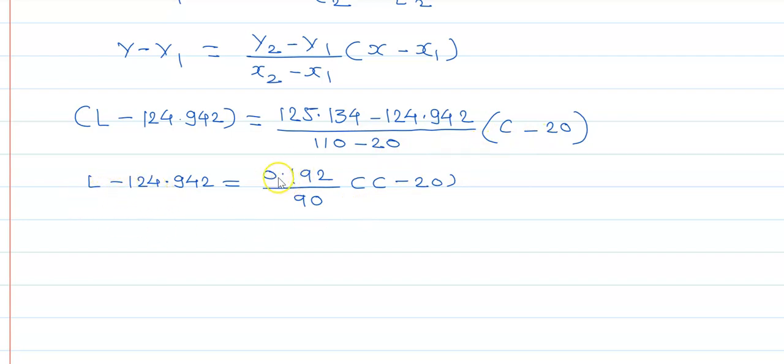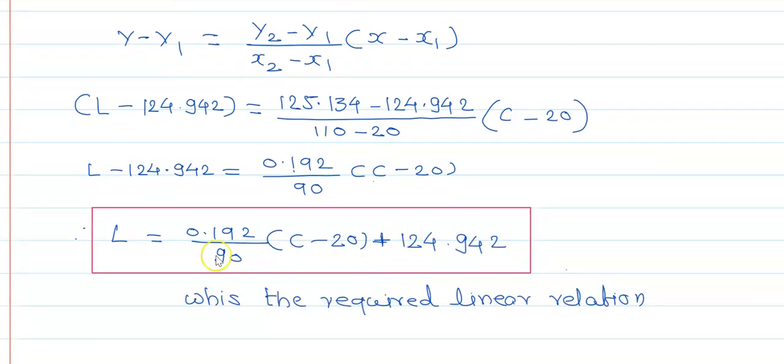Here it is 0.192 upon 90, and therefore we can write L is equal to 0.192 upon 90 in bracket C minus 20. Transfer this minus 124.942 to the right hand side. It will become plus. Therefore, L is equal to 0.192 upon 90 in bracket C minus 20 plus 124.942, which is the required linear relation.